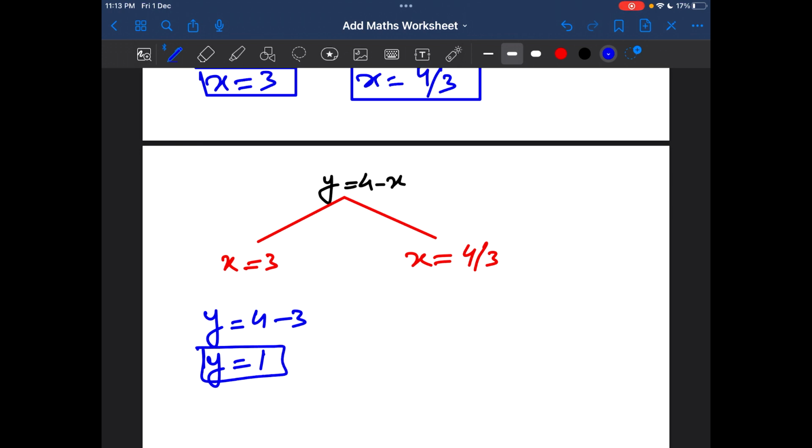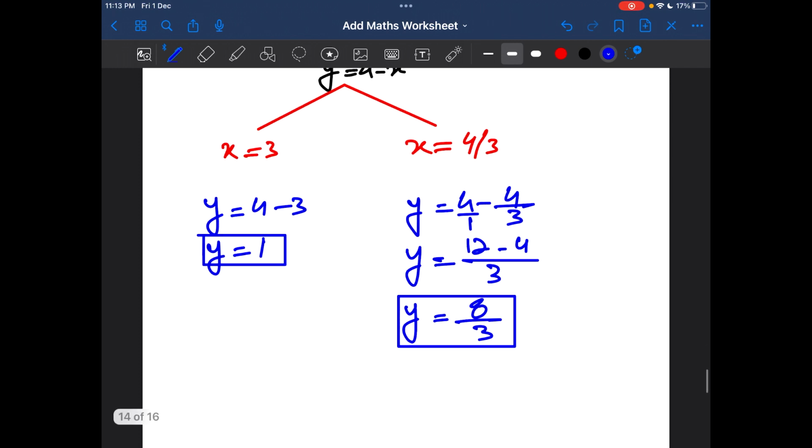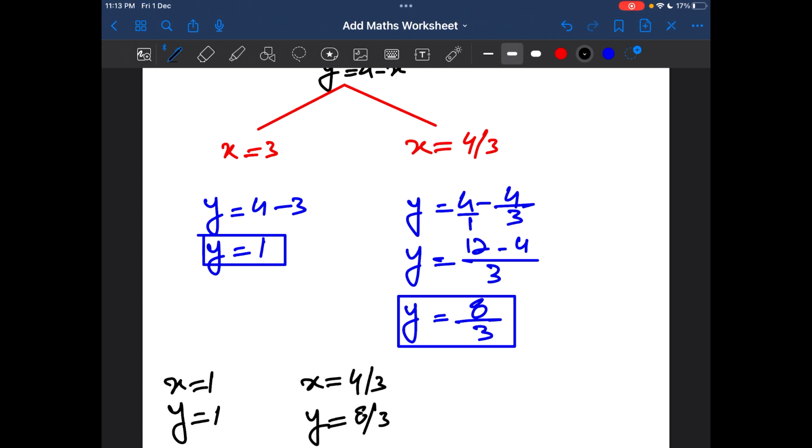Got y value 1. Take the LCM. There's 1. In the denominator of 4, we got 3 as LCM. So 1 3 is 3, 4 3 are 12, 3 1 is 3, 4 1 is 4. You got 4 minus 12 minus 4 is 8 by 3. So you got the combination here. You can write it like x is 3, y is 1, x is 4 by 3, y is 8 by 3 here. So these are going to be your answer.